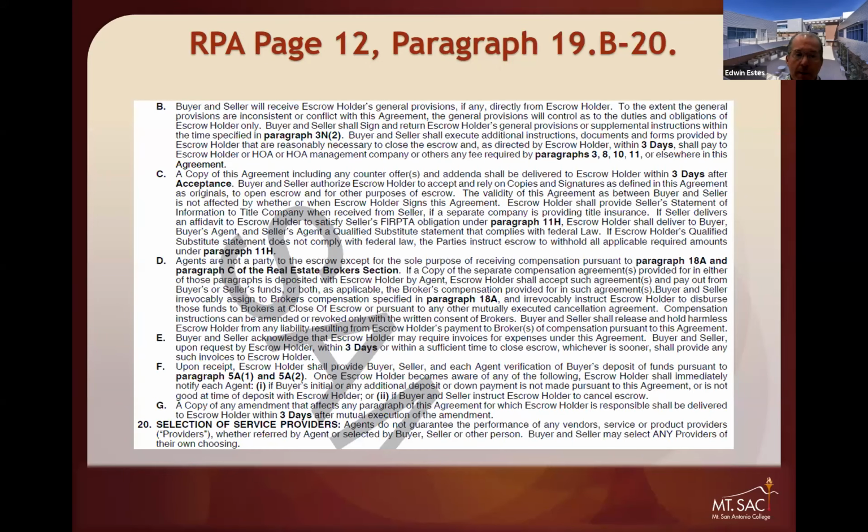And it goes on. Paragraph 20, selection of service providers: escrow, title, home warranty, etc. That's a decision by the parties. We provide recommendations and advice, but we do not determine. And again, do not push your third-party provider onto other parties, because that could be viewed as a RESPA violation.